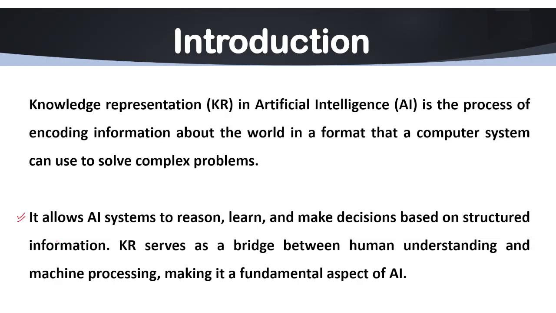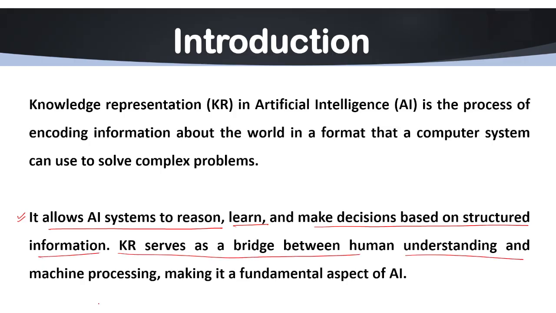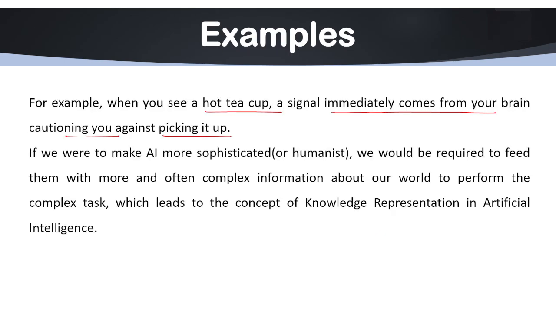The next definition we have is: KR allows AI systems to reason, learn, and make decisions based on structured information. And also, KR serves as a bridge between human understanding and machine processing, making it a fundamental aspect of AI. So, always remember this hot cup wala example. This will surely help you get a clear idea about knowledge representation in AI.